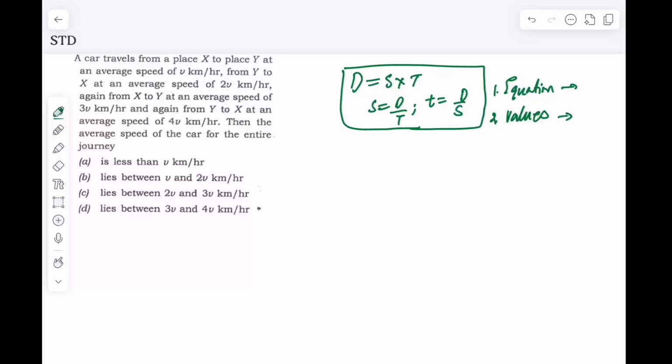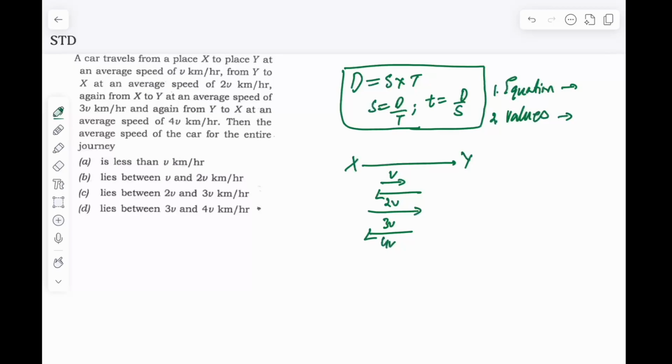So let's start and understand with one question. A car travels from a place X to Y. So there's a place X and there's a place Y, and from X to Y they travel at a speed of say V, and from Y to X at a speed of 2V, and then from X to Y again at a speed of 3V, and then from Y to X at a speed of 4V. Good. Now, the average speed of the car for the entire journey. So what is the average speed of the car for the entire journey?